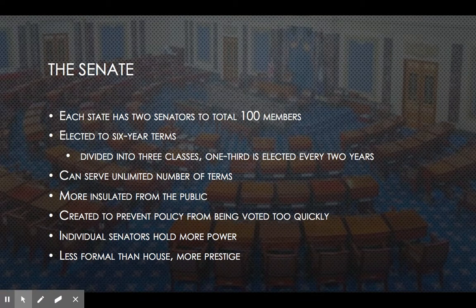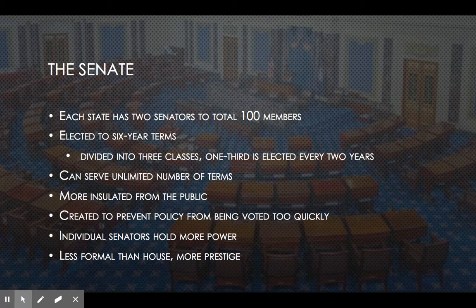So the Senate, as we talked about in the Constitution unit, has 2 senators from each state, which gives you 100 total members. So 50 states, 100 members of the Senate. Now, senators are elected to 6-year terms. And the idea behind this is to create a continuous body, okay?